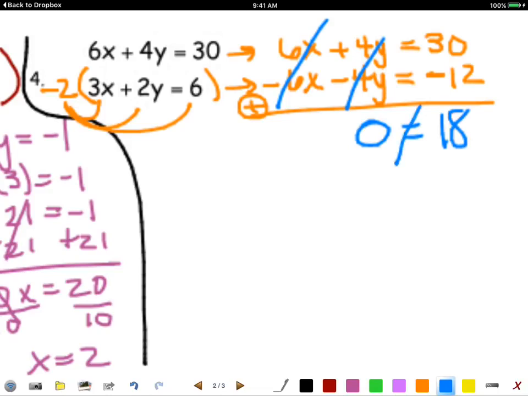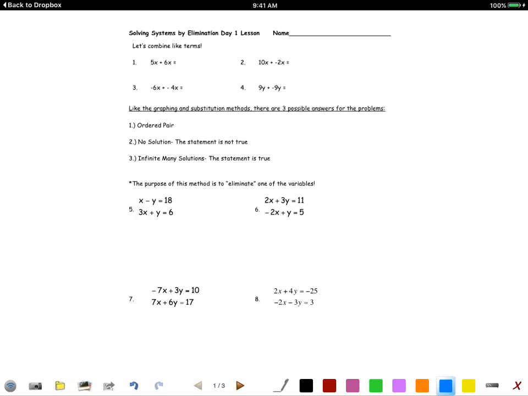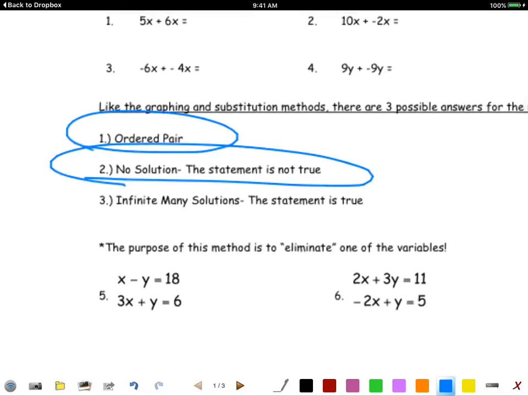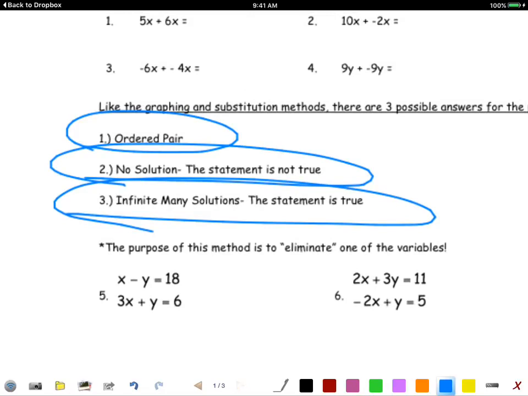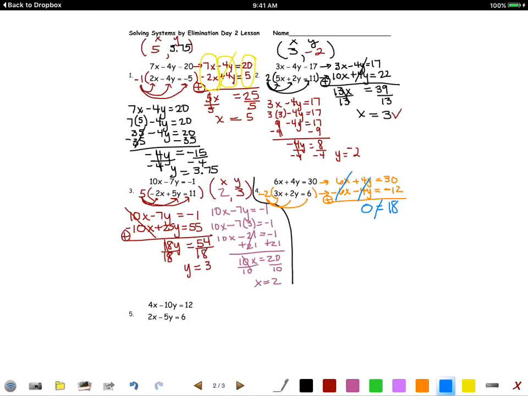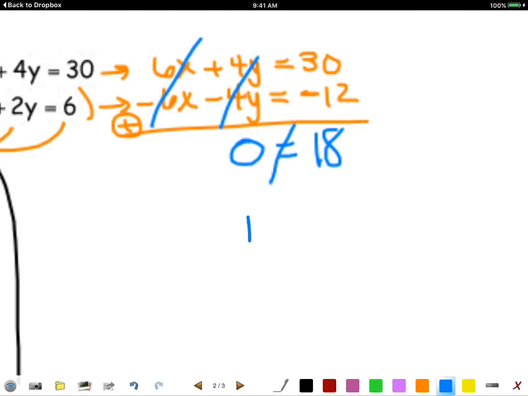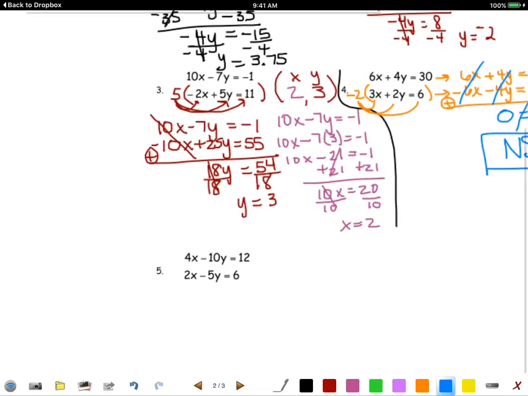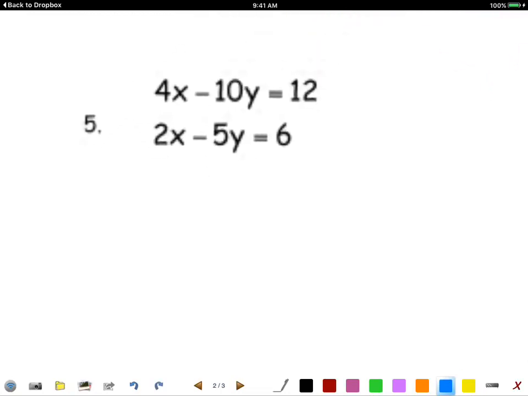No. If you think back to your notes, look here. The options are ordered pair, no solution, or infinitely many solutions. What do you think? 0 is not equal to 18. So right, this is a no solution problem. If the x's and the y's both eliminate, and you have two different numbers that don't equal each other, it's no solution. If it's the same number on both sides, that would be what? Infinitely many solutions, yeah. Okay, last one here.